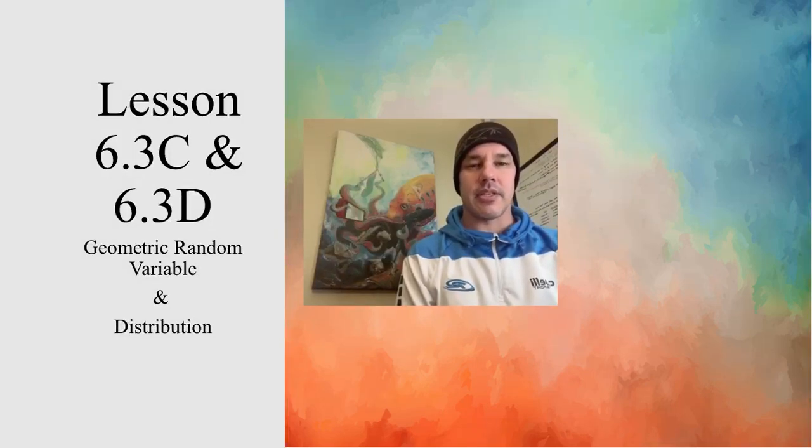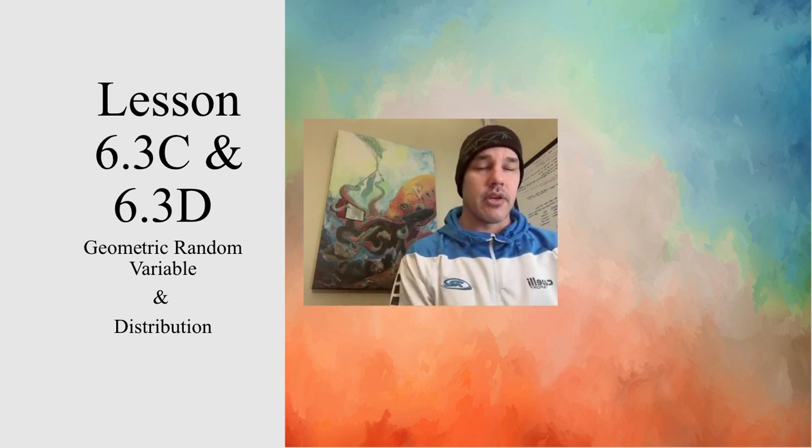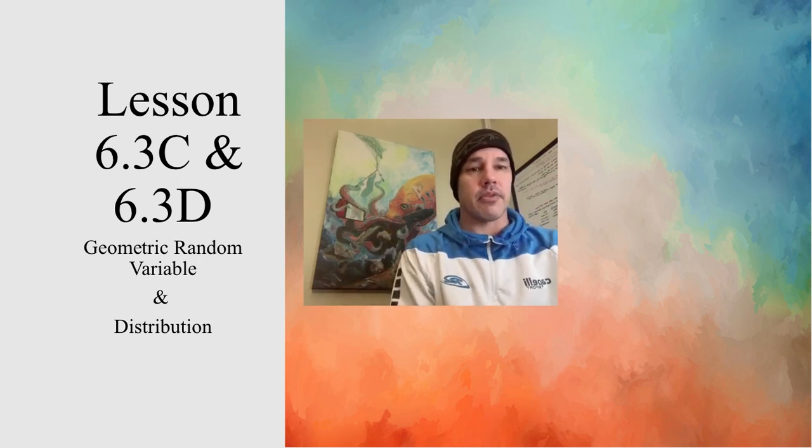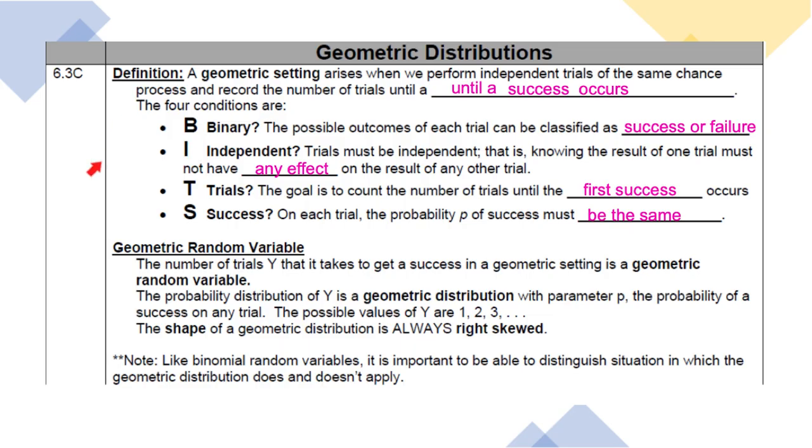All right, stats. Today we're going to do two lessons, 6.3C and 6.3D. We're just continuing 6.3, talking about geometric random variables and their distributions. Let's get started. I know there's a lot to read, so take your time and read it.